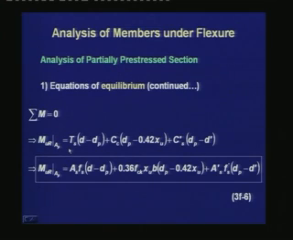Once we substitute the expressions of Ts, Cc, Cs' from the previous equations we have seen, we get an expression of the ultimate moment of resistance. Thus, this equation will help us to calculate the ultimate moment of resistance for a partially prestressed section.